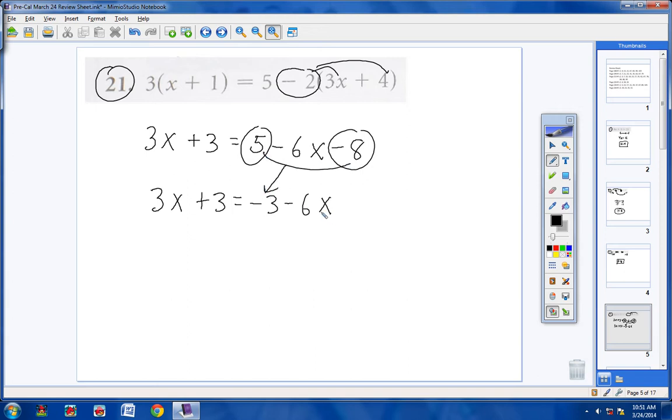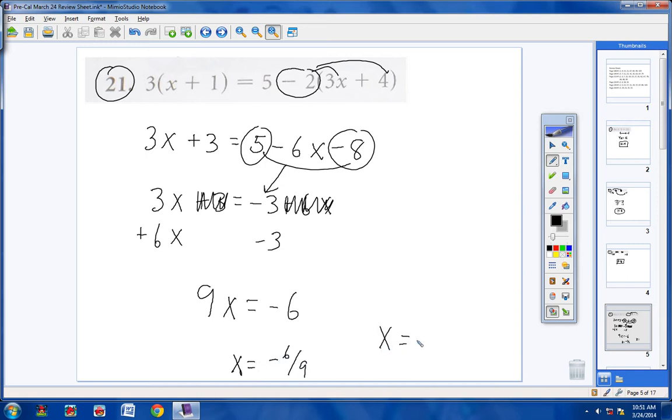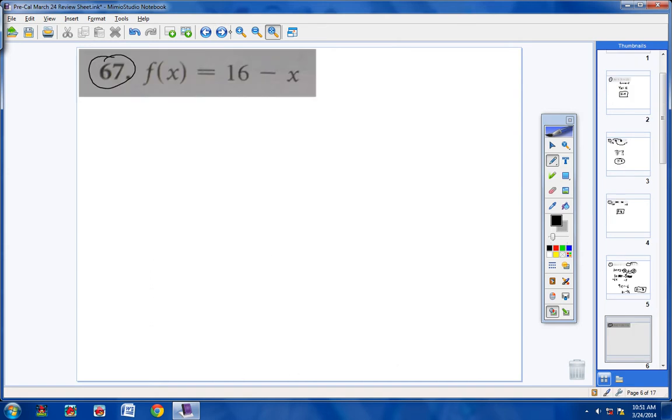And now we're ready to move stuff around. See this negative 6x? We're going to bring it over and make it a positive 6x. See this positive 3? We're going to bring it over and make it a negative 3. And we're left with 9x equals a negative 6. We're going to divide both sides by 9, and if we do that correctly, we'll get a negative 6/9, which would reduce to a negative 2/3. Alright, moving on to the next problem.